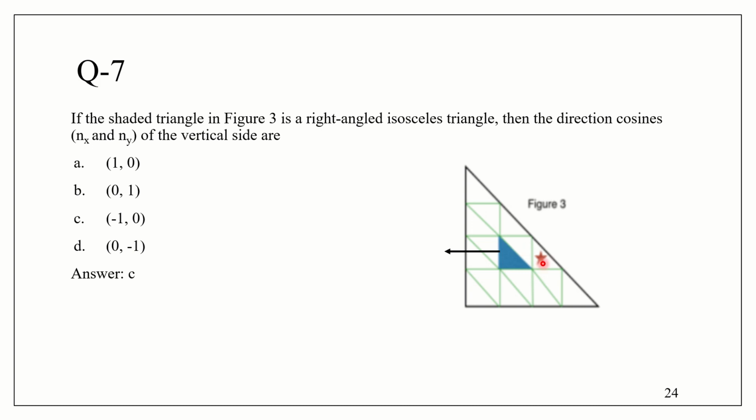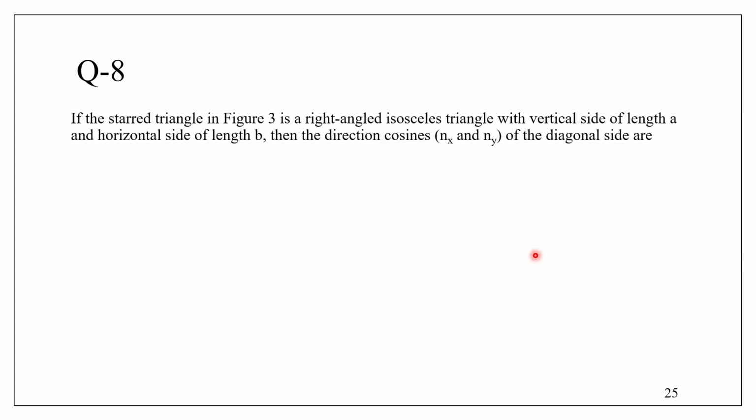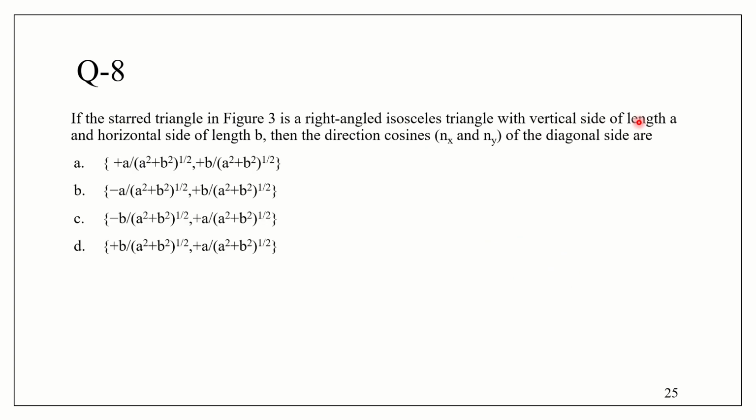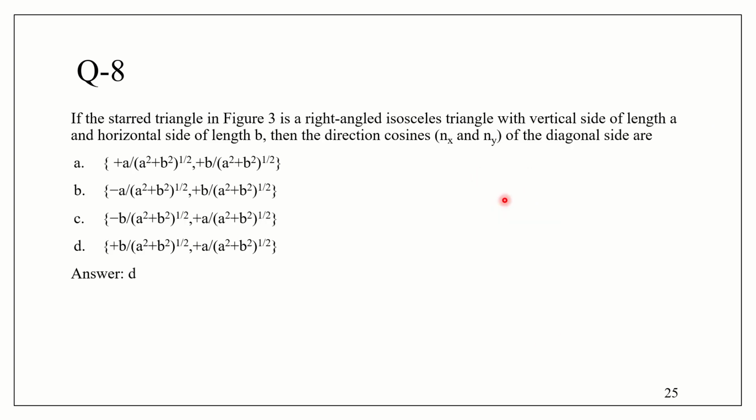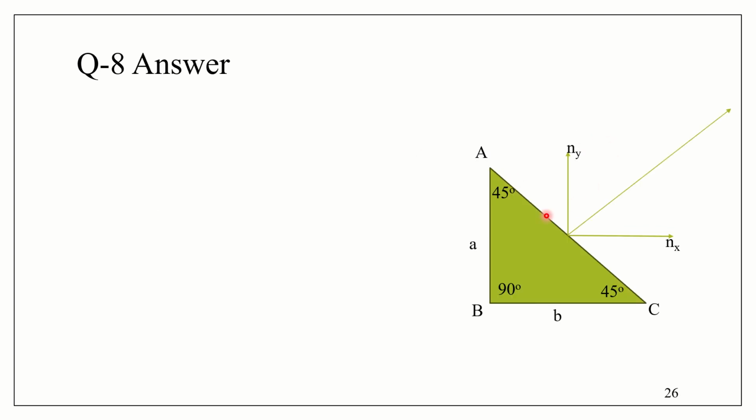This triangle is a right angle isosceles triangle with a vertical side of length A and a horizontal side of length B. So this is the diagonal side. We want the direction cosines of the diagonal side. The outward normal from this side would be this, and we need to resolve it into x and y.